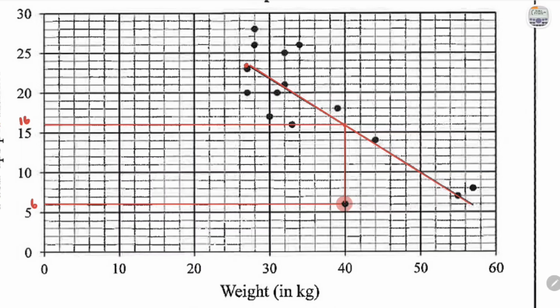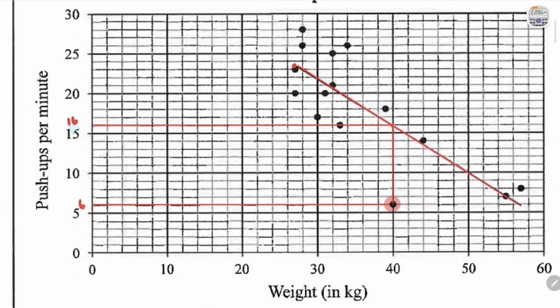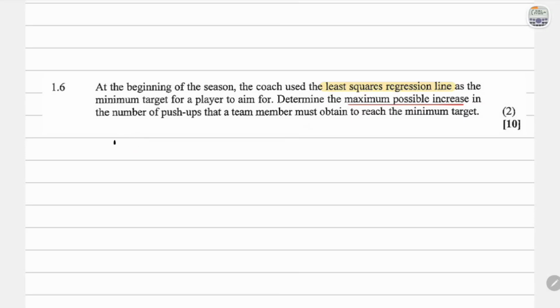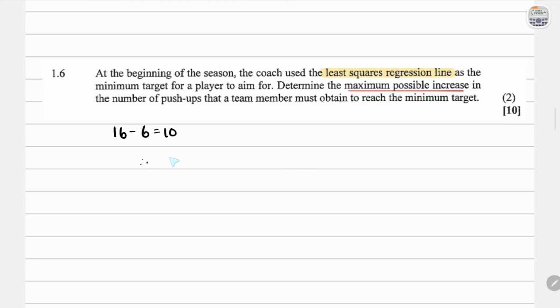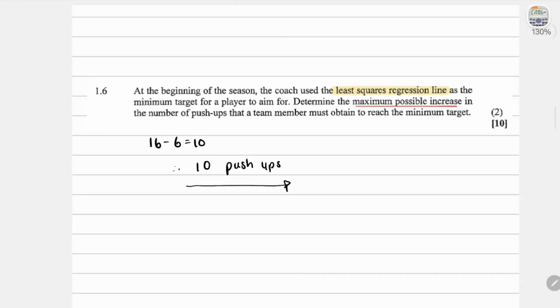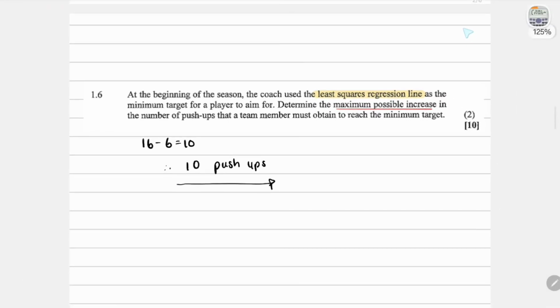So the highest increase we're going to see here would be this person should do 16. They can currently do 6. So that would be a difference of 10, 16 minus 6. So the maximum possible increase in the number of push-ups that a team member must obtain to reach the minimum target would be 10 push-ups. And that would be our answer. Okay, so the maximum possible increase would be 10 push-ups.